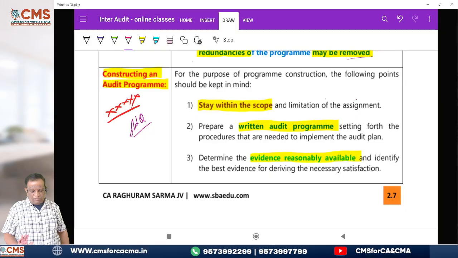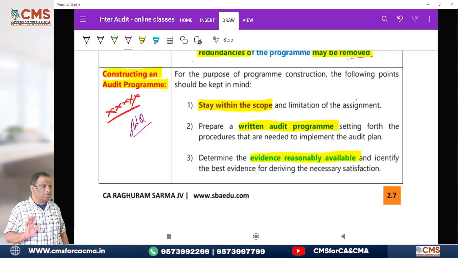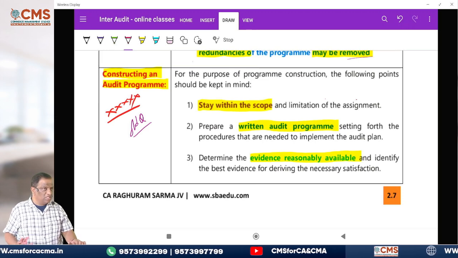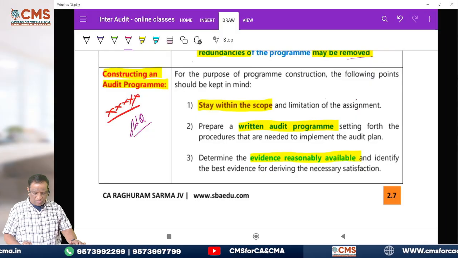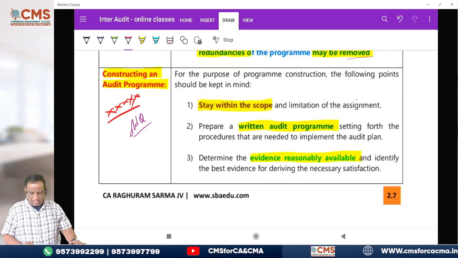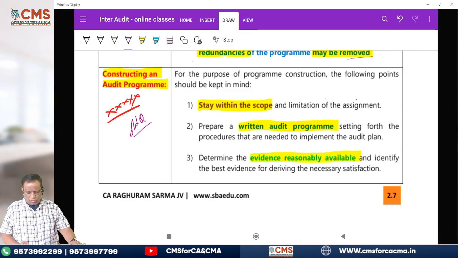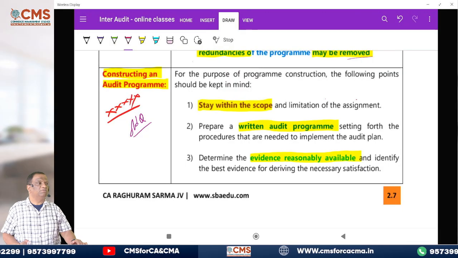So, stay within the scope, because as an auditor, our task is limited to financial statements. We don't get into operational qualities or efficiencies. Therefore, whatever I am verifying, I must always stay within its scope. And then prepare a written audit program. It shouldn't be oral. Prepare a written audit program, which will be helpful. And then determine the evidence that is reasonably available.